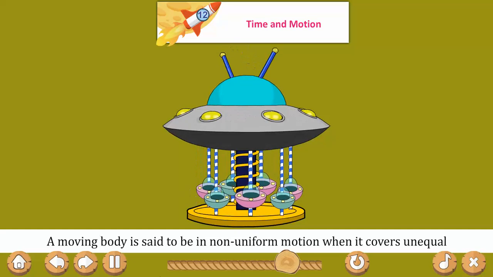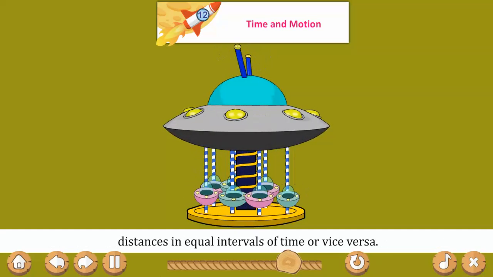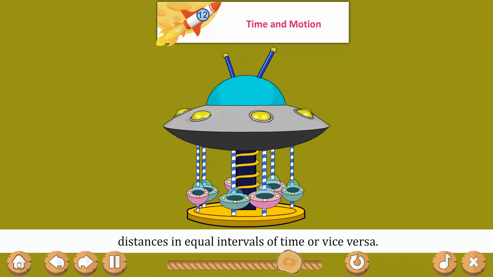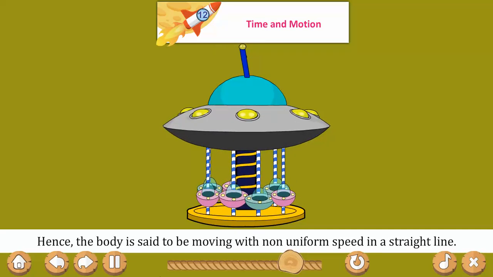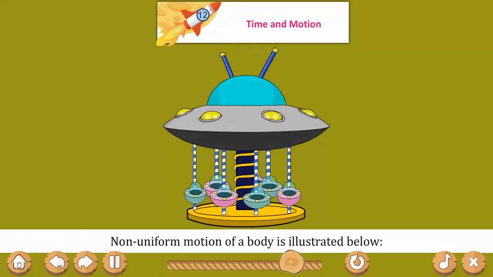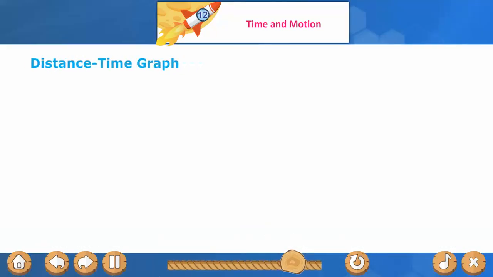Non-uniform motion. A moving body is said to be in non-uniform motion when it covers unequal distance in equal intervals of time or vice versa. Hence, the body is said to be moving with non-uniform speed in a straight line. Non-uniform motion of a body is illustrated below.